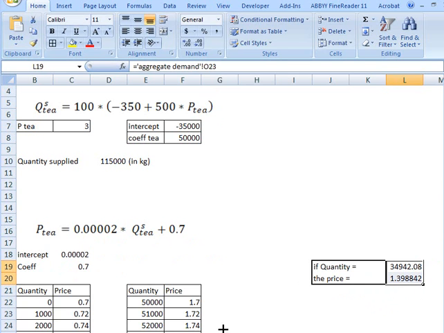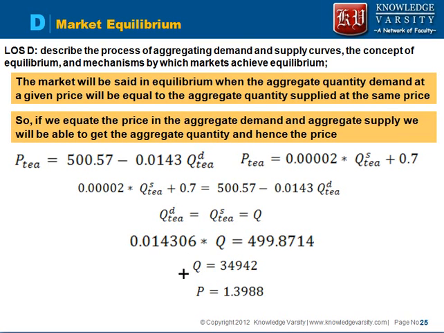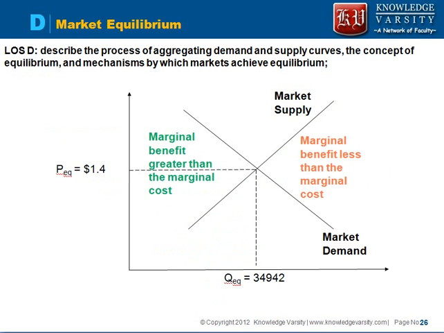So here you see that the quantity demanded and the price are the same under both, right? So that is what you will see, that this is a case of market equilibrium. So let us see what we mean by market equilibrium.